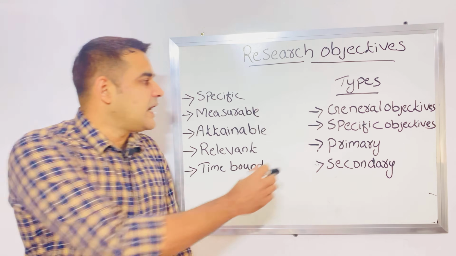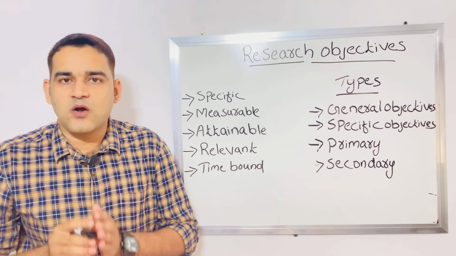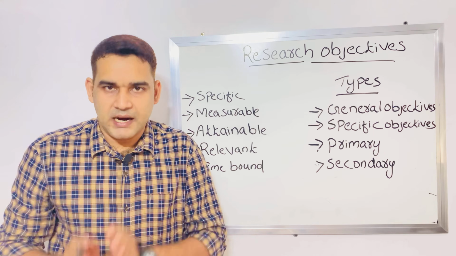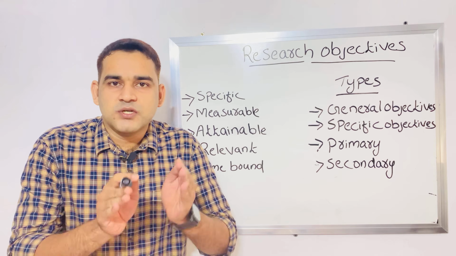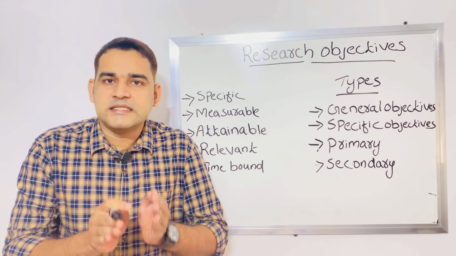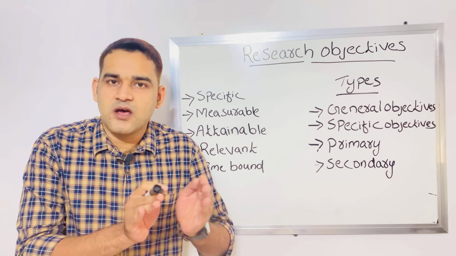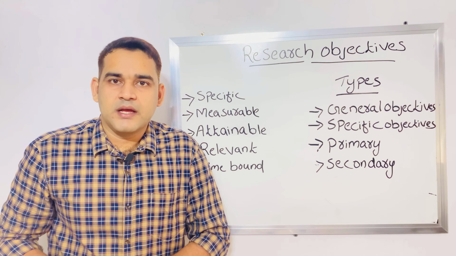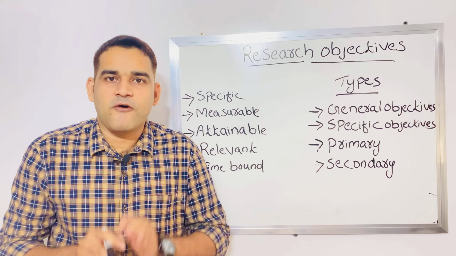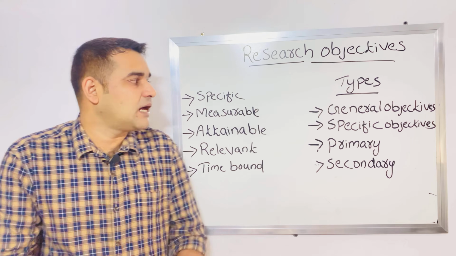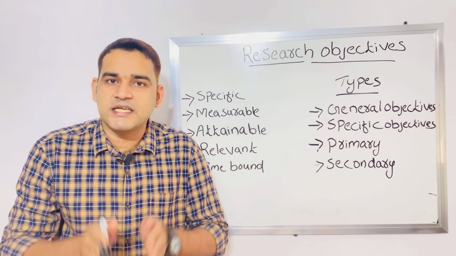Regarding the specific objective, it means breaking the general objective into small parts. If you are breaking the general objective into small parts, those are specific objectives. So in number, specific objectives will be more and the focus is narrow. The general objective is broad focus, but the specific objective is narrow focus.